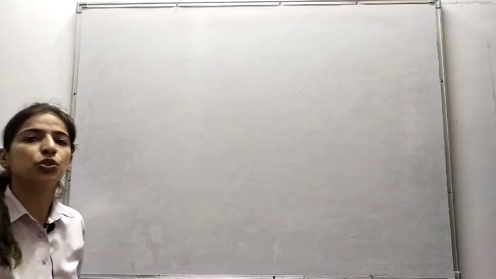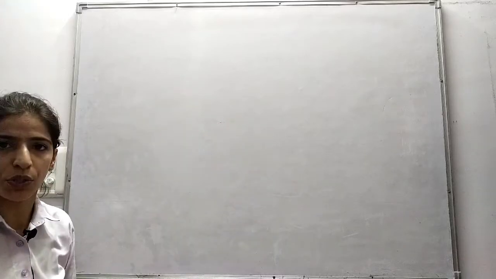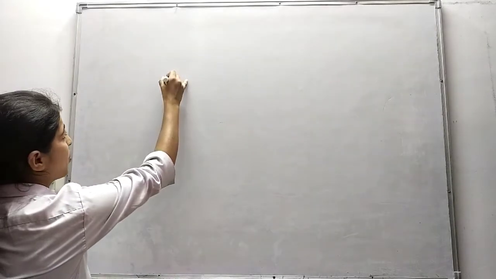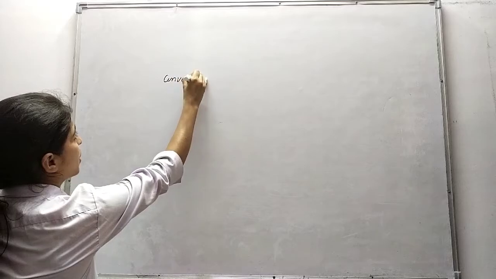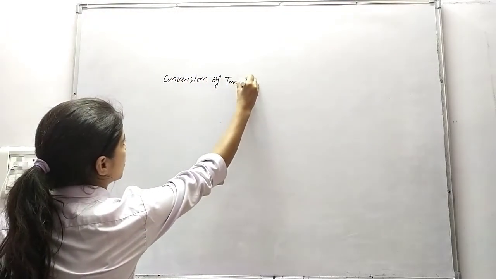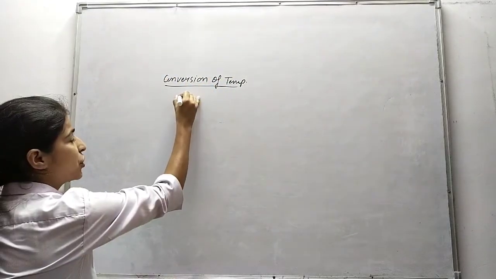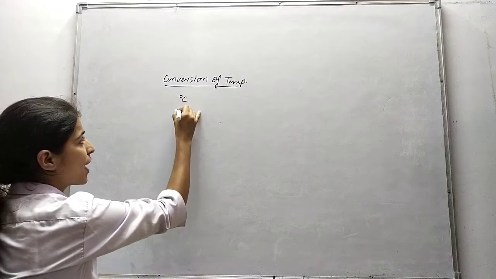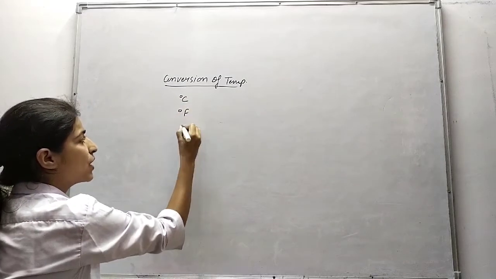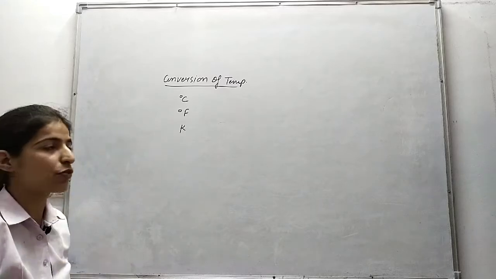Hello everyone. Today we are going to start the chapter Matter in Our Surroundings. The conversion of temperature. We have three scales: one is the Celsius scale, one is the degree Fahrenheit scale, and one is the Kelvin scale. And how can we convert from one form to another?